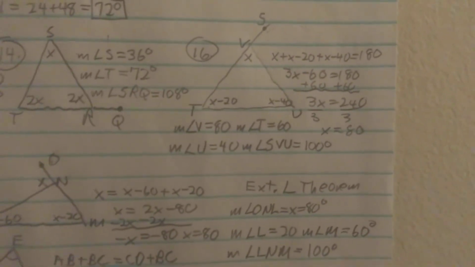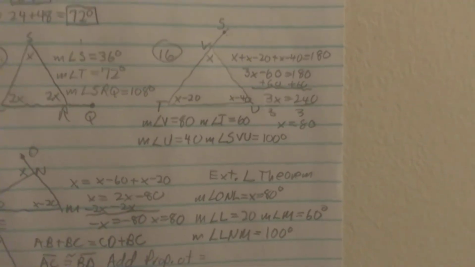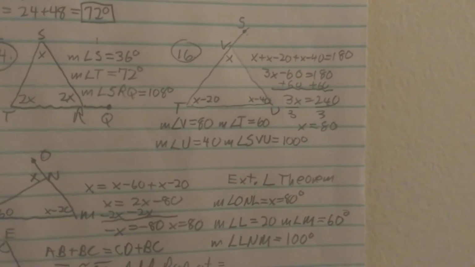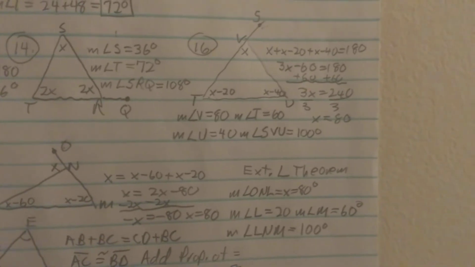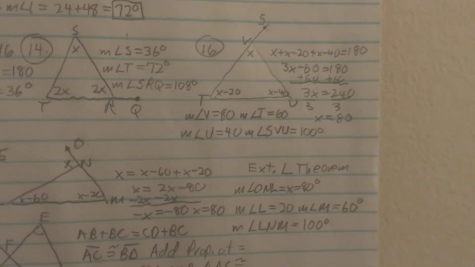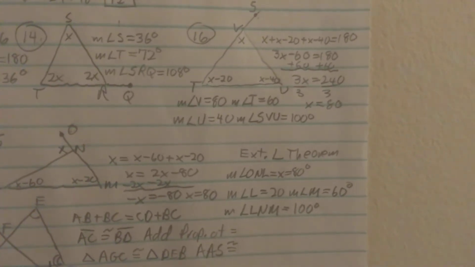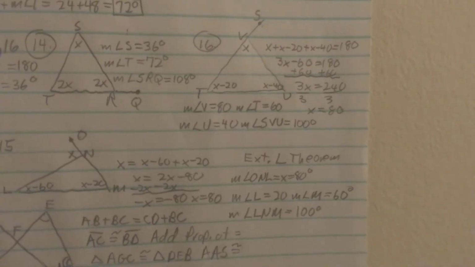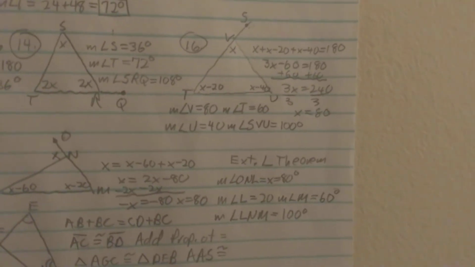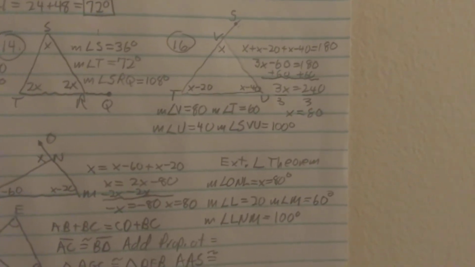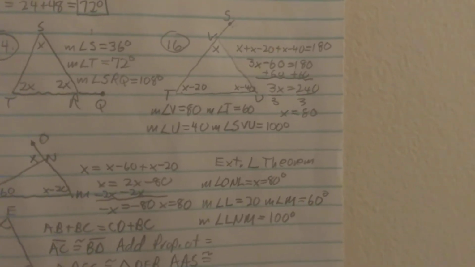Now problem 16 has the internal angles x, x minus 20, and x minus 40, which are added up and equal to 180. And doing the algebra, we have 3x minus 60 equals 180. Adding 60, we have 3x equals 240, or x equals 80. So the measure of angle V is 80, which is x. x minus 20, the measure of angle T, is 60. The measure of angle U is x minus 40, or 40. And the external angle SVU, which is supplementary to x, is 180 minus 80, or 100.